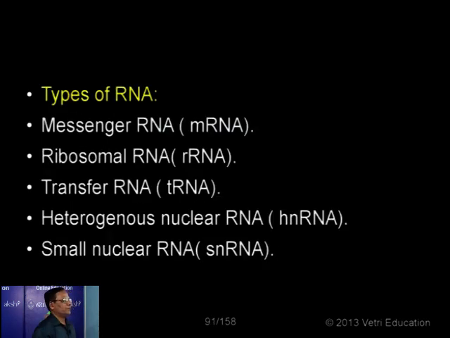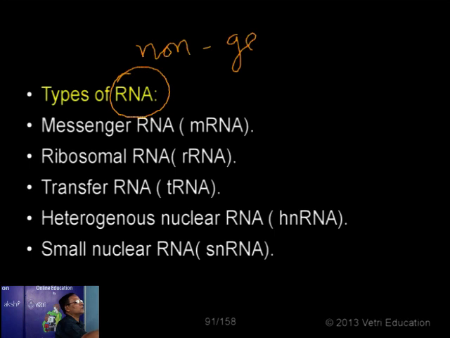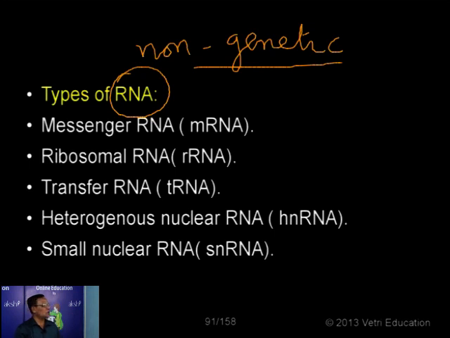Now what are the types of RNA? We can say simply non-genetic RNA. When we are talking about the types of RNA, these RNAs are not acting as a genetic material, but they are concerned with one process, namely protein synthesis. These RNAs are found in cells where you have DNA as a genetic material. So as they are not doing the function of genetic material but performing some other function, namely protein synthesis, these RNAs are generally called non-genetic RNAs.